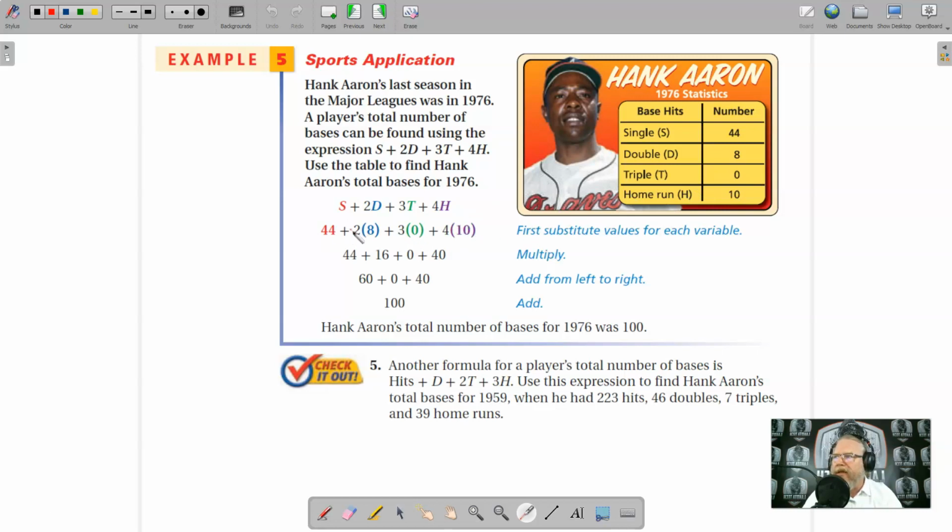Now, before we can do all this addition that we see here between these terms, we have to first multiply. So we bring down the 44. 2 times 8 is 16. 3 times 0 is 0. 4 times 10 is 40. Now add the 44 and 16 together, because now we can do all the addition since that's all we have left. 44 plus 16 is 60. Bring down the 0 and the 40, and now they're just going to add straight across. 60 plus 0 plus 40 is 100. So Hank Aaron's total number of bases for 1976 was 100.